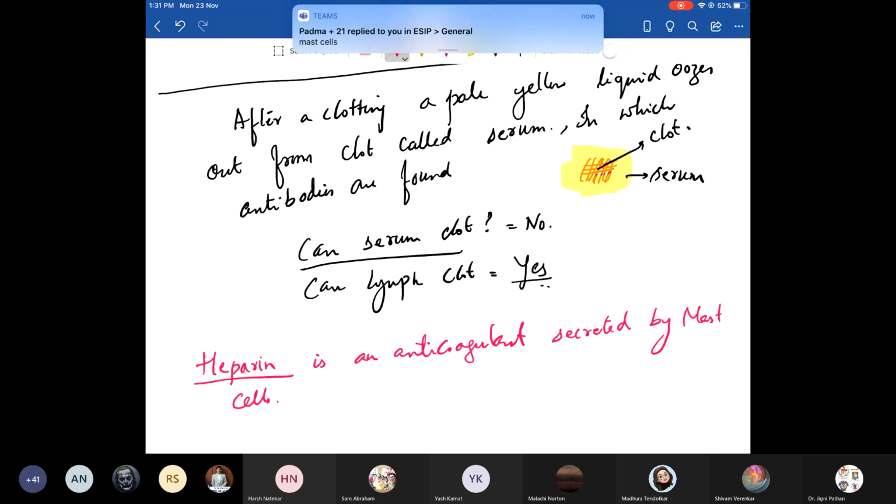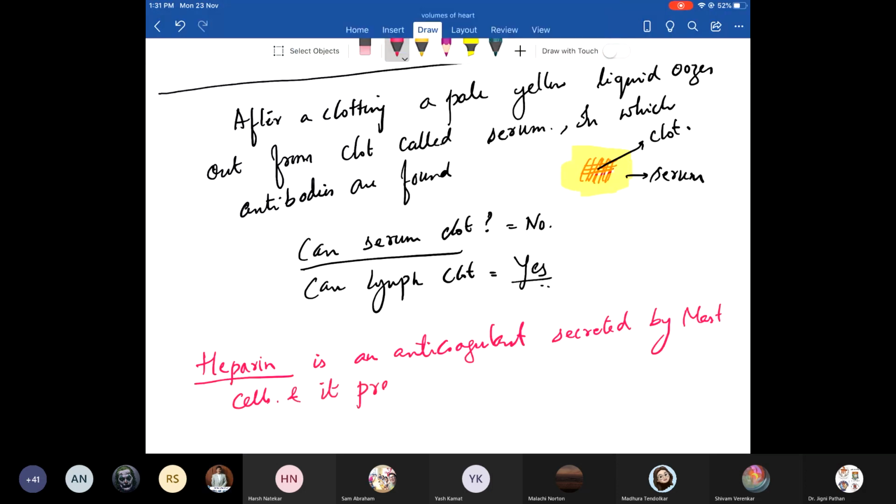And it prevents the blood clotting in the blood vessels.